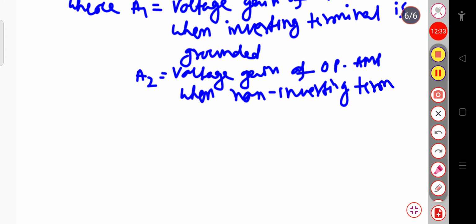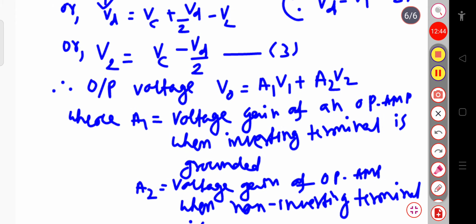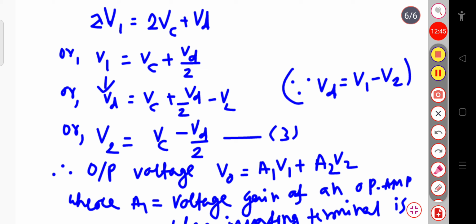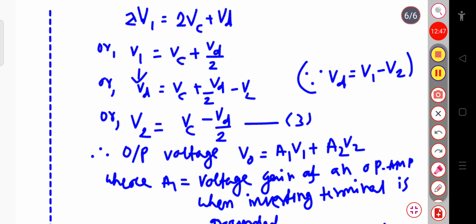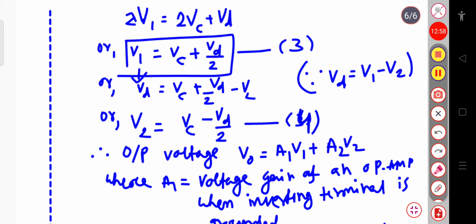So this is your inverting and non-inverting terminal voltage gain. Now, if I put the value we have calculated from this expression, let me call this equation number 3 and this equation number 4. So now you can see in equation 3, V1 equals this much, and in equation 4, V2 equals this much.